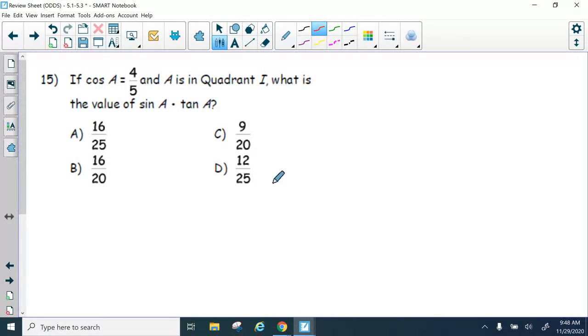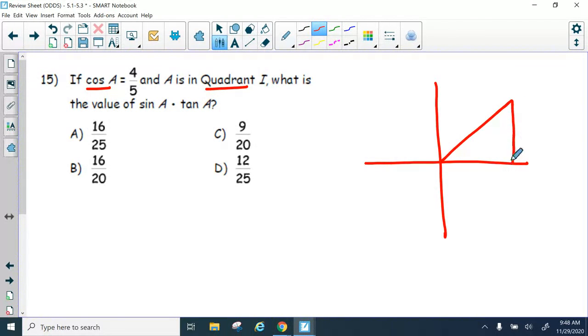Okay. For number 15, it's giving me some information about angle A. It's telling me the quadrant. It's telling me cosine. So before I even read any further, I'm going to go ahead and make my diagram in quadrant 1 and label that. If I'm at the origin and I go to the right is positive, up is positive, hypotenuse is always positive. So angle A would be right there.